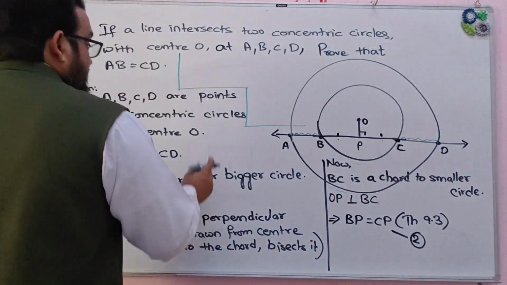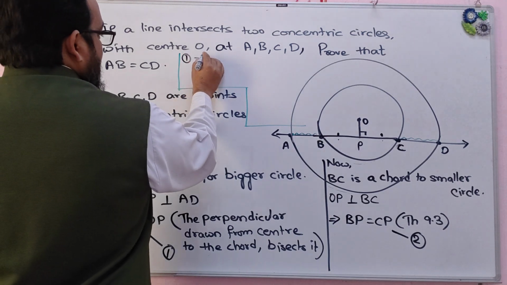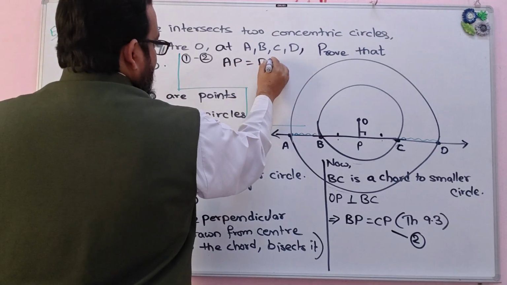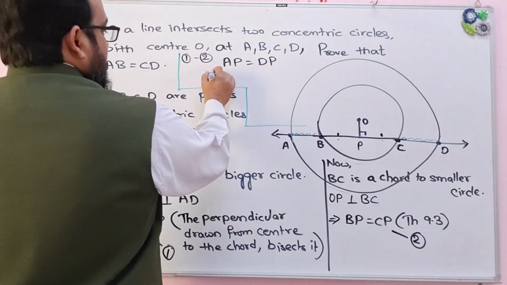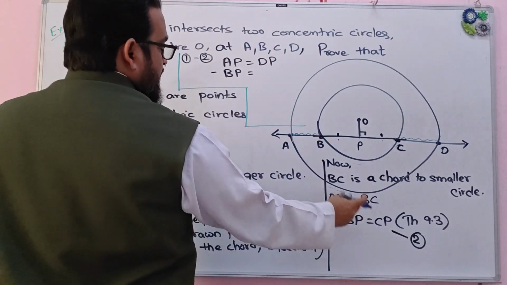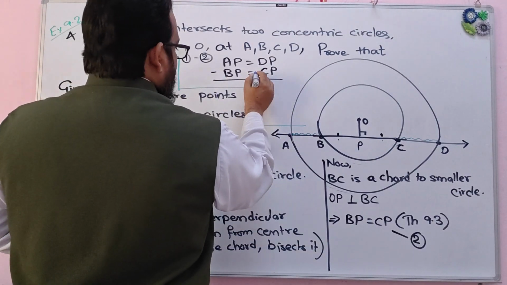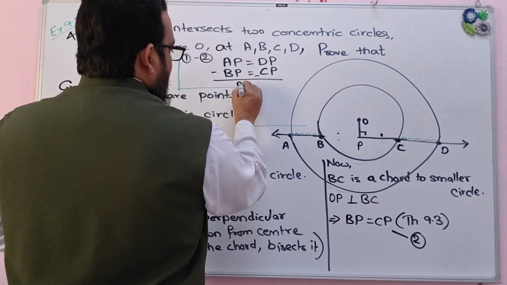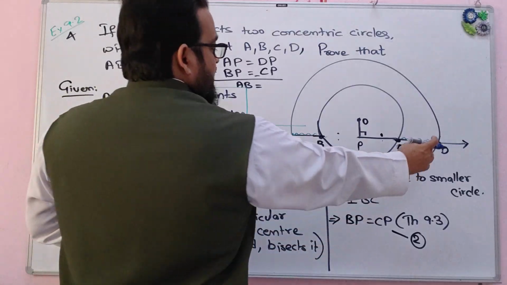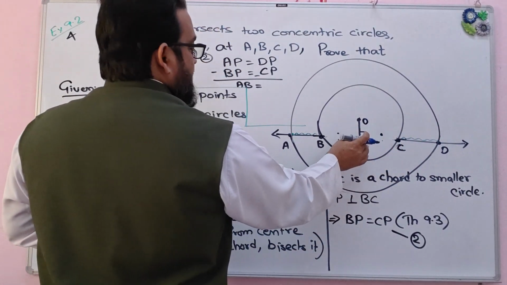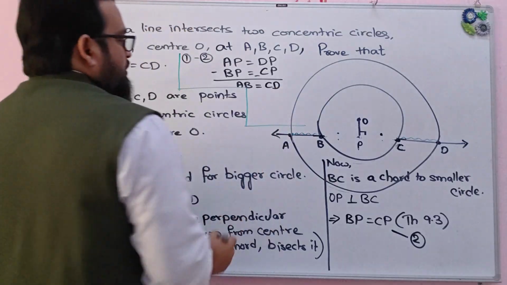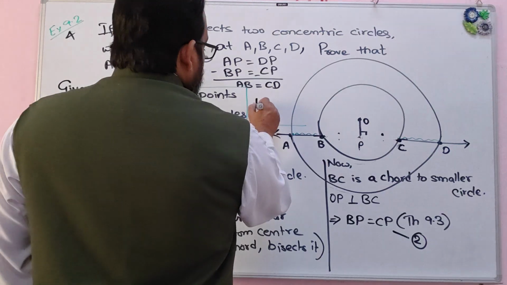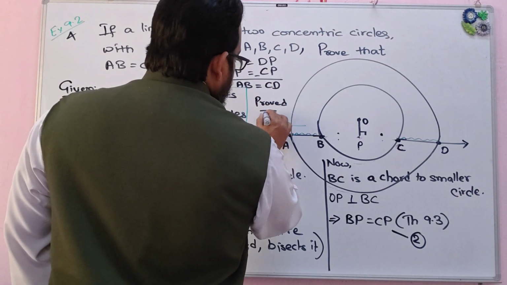So what I am going to do is subtract the second equation from the first equation. What is the first equation? AP is equal to DP. Now subtract BP and CP. When you subtract BP from AP, what is left out? AB. Equal to, from DP, if I subtract CP, what is left out? CD. So AB is equal to CD. This is what the question asks us to prove. So you can write it as proved.